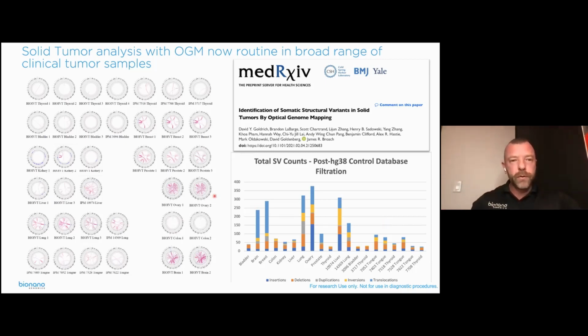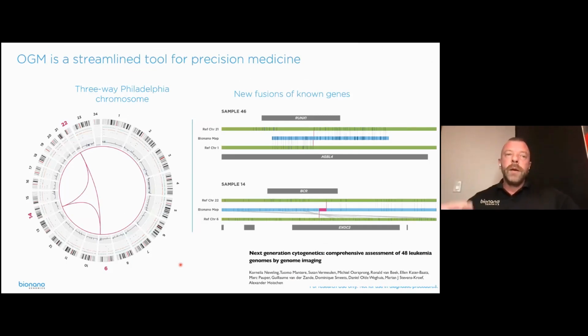And what's also important to see is that just in a fraction of a second, you can scan through these circos plots here and see that some of these samples, like the thyroid samples, just have very stable genomes with hardly any translocations, while, for example, here, the ovary, prostate, and brain just have an enormous amount of translocations. It's very easy to get to this type of detail in seconds with just a few clicks. These circos plots are automatically generated by our system. Optical genome mapping is a streamlined tool for precision medicine.